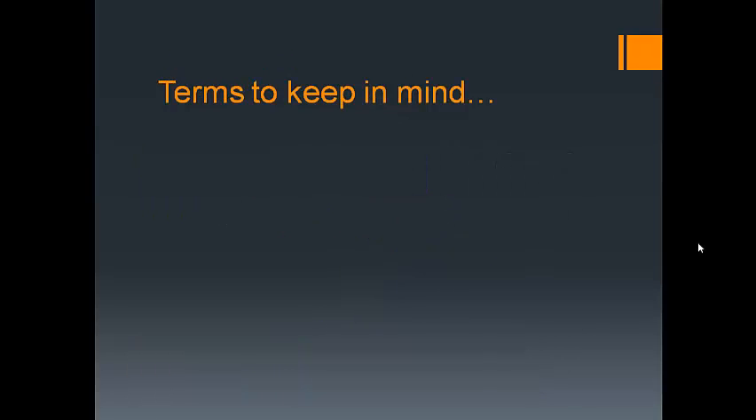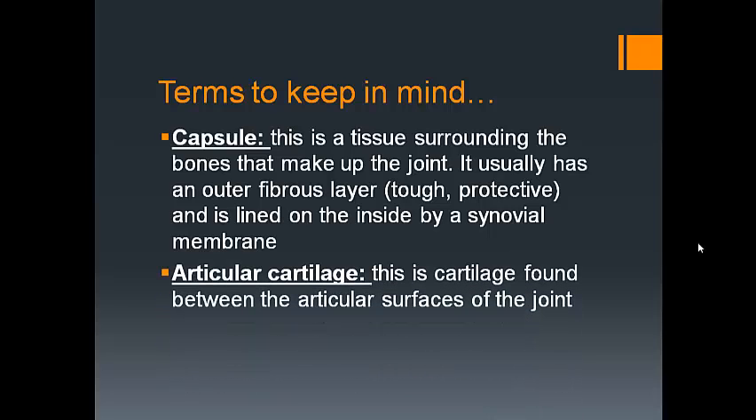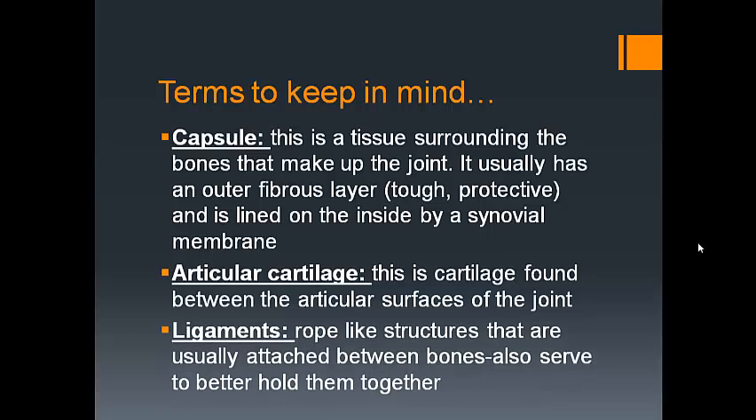And remember, we went through some terms that usually come up a lot when we're studying joints. These were the capsule, which was the tissue surrounding the bones that make up the joint. Remember that it usually has an outer fibrous layer, which is tough and protective, and then on the inside it's lined by a synovial membrane, which is usually smooth for reduction of friction. Remember, you have the articular cartilage, which is the cartilage that's found between the articular surfaces of the joint, and the ligaments, which are the rope-like structures that hold the bony components of the joint together.